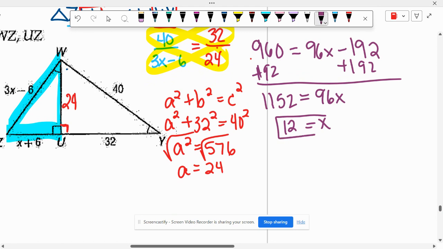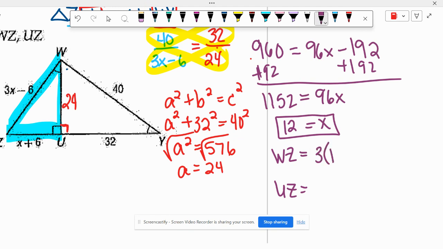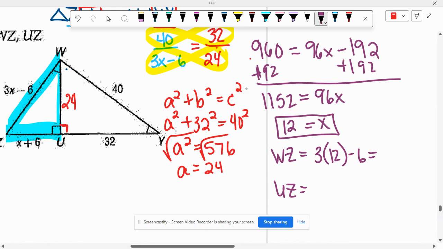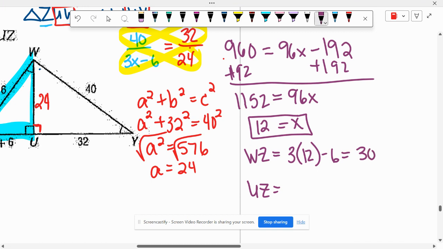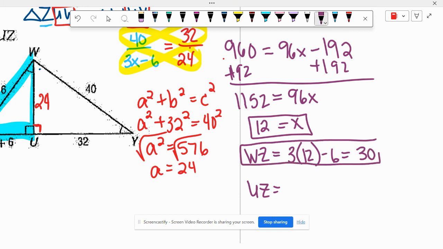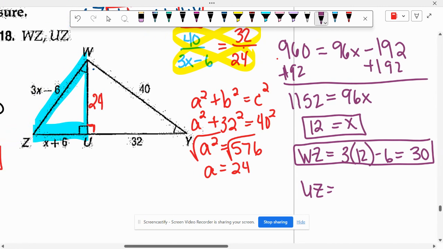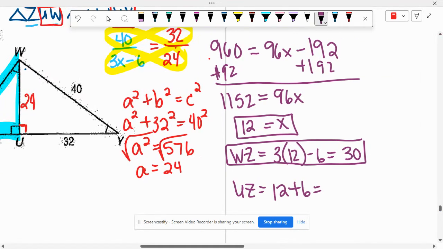But that's not all we have to do. We also have to find the measure of WZ, and we have to find the measure of UZ. So let's see. WZ is 3x minus 6, or 3 times 12 minus 6, which equals, what's 3 times 12? TJ, pick your head up for me. 36 minus 6 is 30. So WZ is 30. What about UZ? Well, UZ is x plus 6. So that's 12 plus 6, which means that UZ is 18.